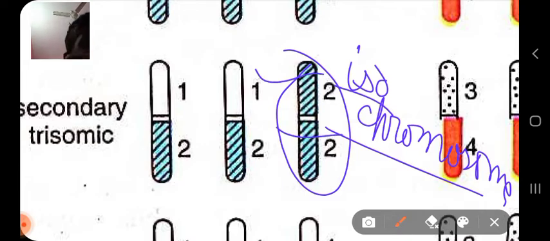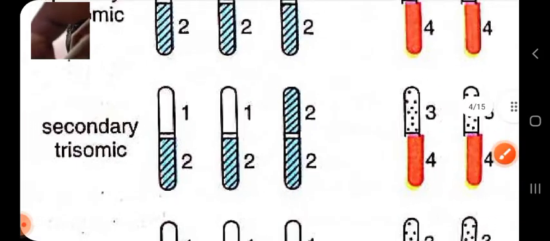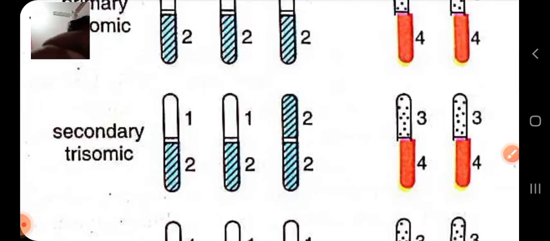Here we have named them 1 2 1 2 1 2, but actually those are the p arm and q arm. Suppose the two p arms of this chromosome are similar. That type of trisomy is called secondary trisomy, where identical arms of a chromosome are added to the chromosome set.